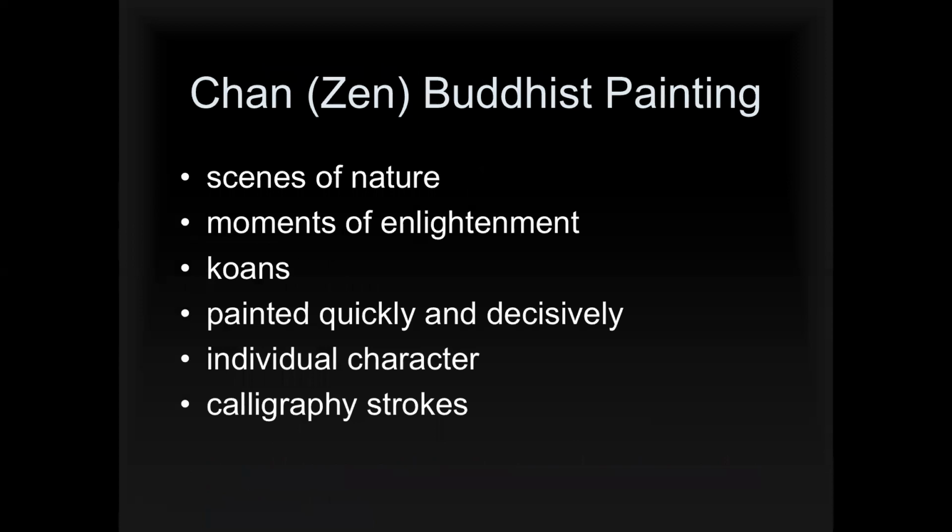So how this applies to Chan painting is we see scenes of nature like we saw with Fan Kuan. There's often moments of enlightenment. And again, those can be moments of the most mundane things. If a person is being mindful, then they will know about it. So koans are another way, and again, to take you out of rationality and to bring you into the moment. And often these pictures are painted quickly and decisively. And because of being mindful, they have a very individual character. They can only be made by that person in that moment. So we see calligraphy strokes develop in this style.